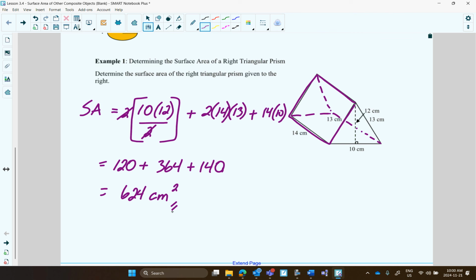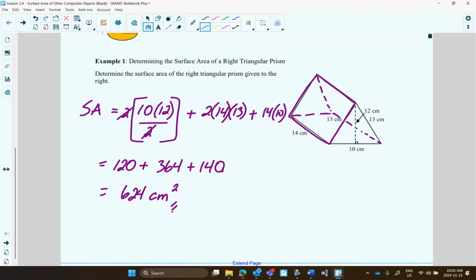So it's the surface area of the whole shape. You could find the circumference of the whole shape. It's like the perimeter, all the faces around. Yeah, you're right.